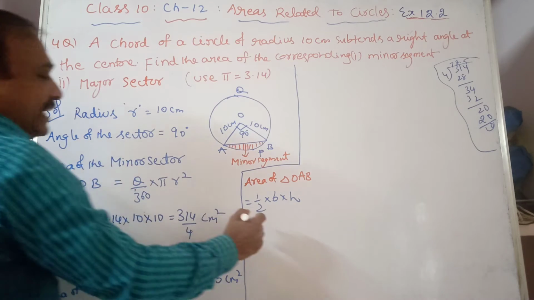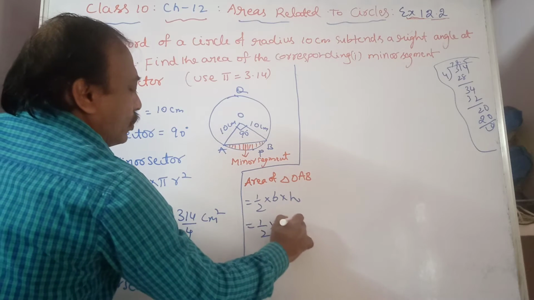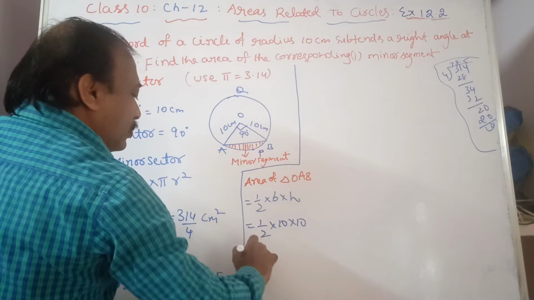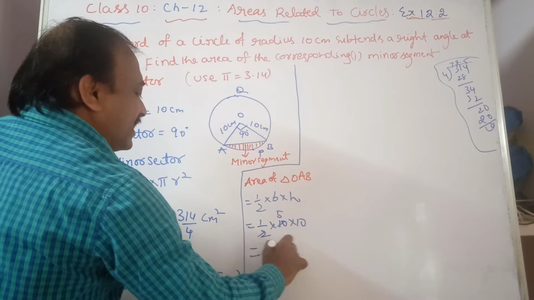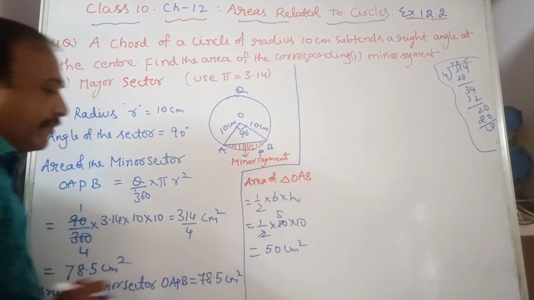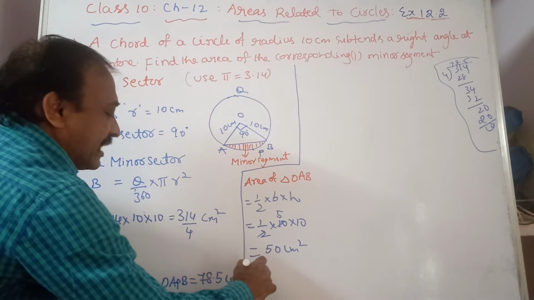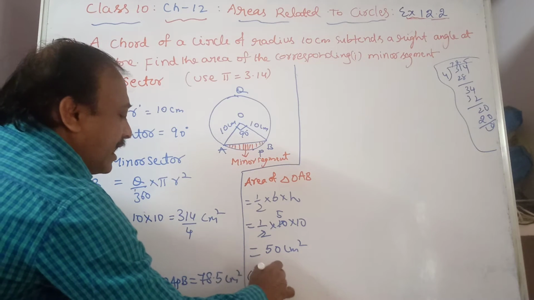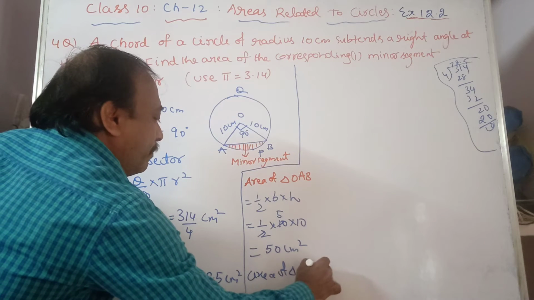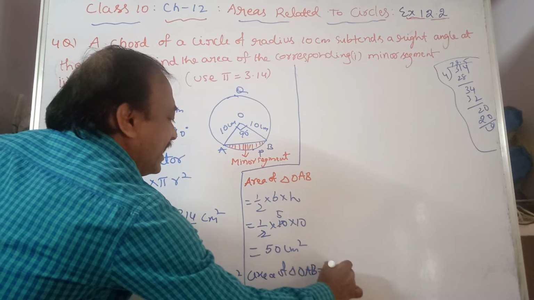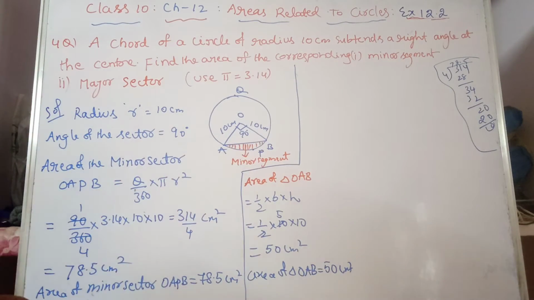So half into base into height. 1 by 2 into 10 into 10, which is equals to 50 centimeter square. Area of triangle OAB is equals to 50 centimeter square. We got area of triangle as 50 centimeter square.